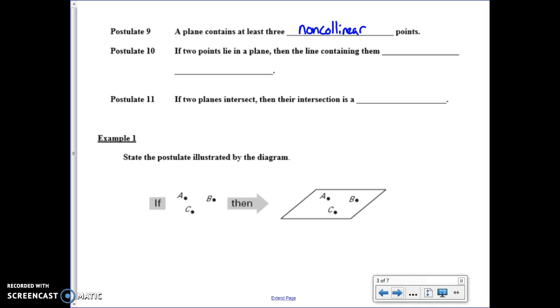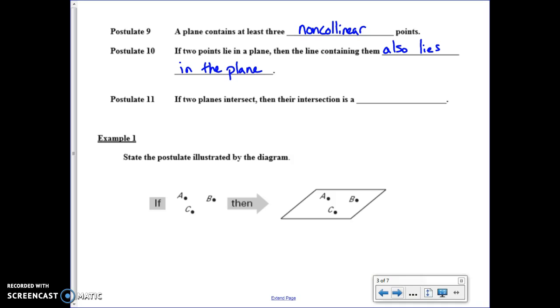If 2 points lie in a plane, then the line containing them also lies in the plane. So what I see is if 2 points in a plane, so you draw your plane, put 2 points inside, then you would draw your plane with your 2 points with a line going through it.